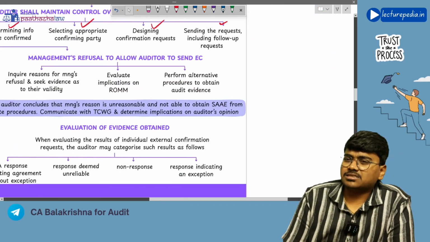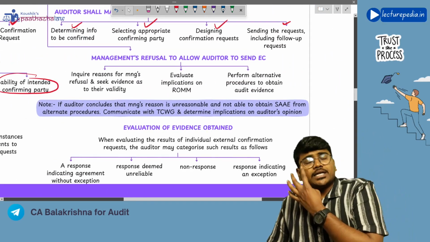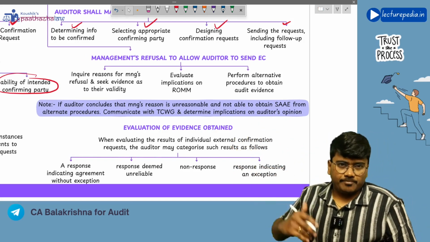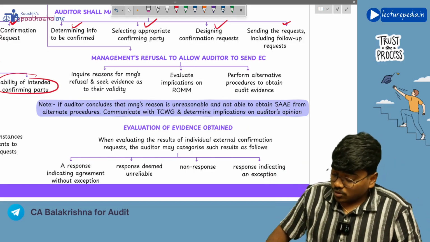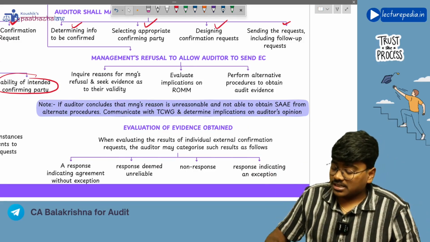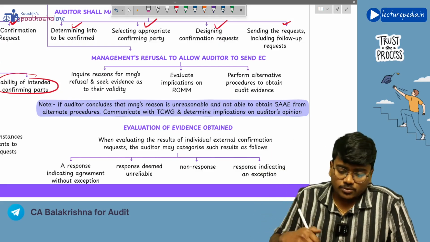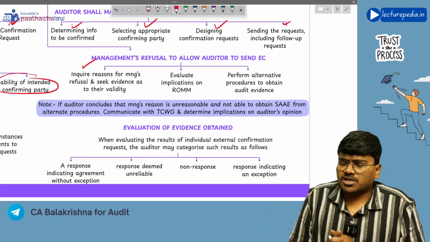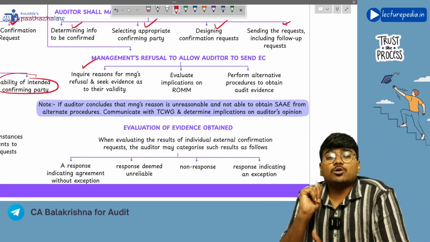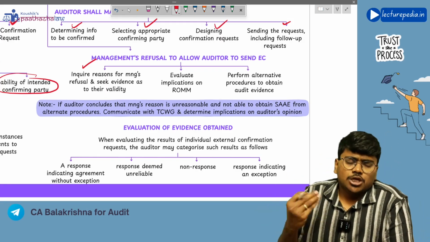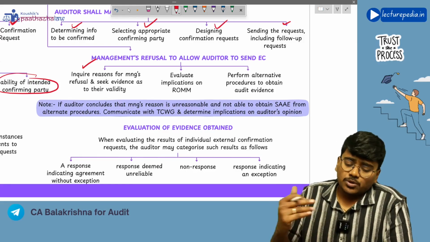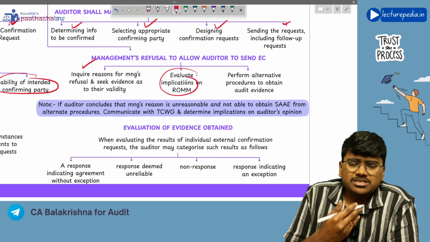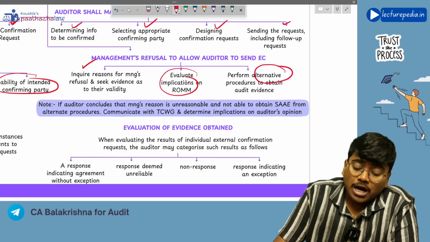Next thing that you will consider: now you wanted to send an external confirmation, but management is refusing and not allowing you to send the external confirmation request. In such a situation, what will you do? See, inquire about the reasons. Management, you are not allowing me to send the external confirmation request; what is the reason? You will ask the management. You will see whether the reasons are reasonable or not, evaluate the implication for risk of material misstatement, and see whether you can obtain audit evidence through alternate audit procedures.